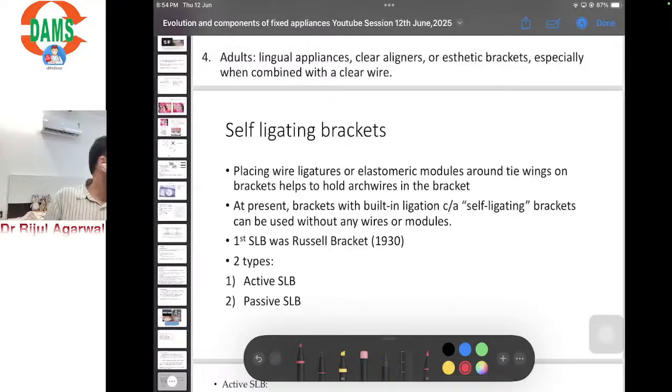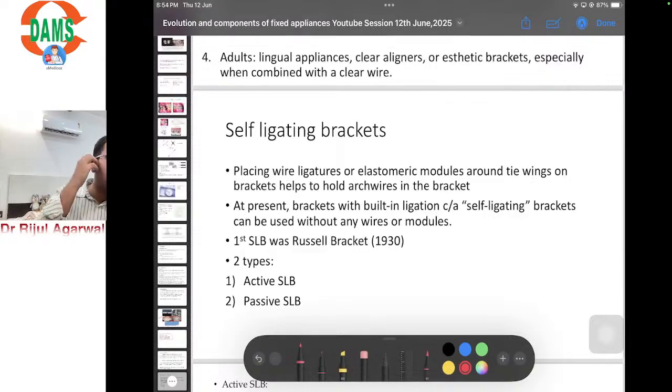Or this door can be active in nature, that means it exerts force on you so as to compress you to one corner of the room. So that becomes an active self-ligating bracket, and the one which does not exert force becomes the passive self-ligating bracket.